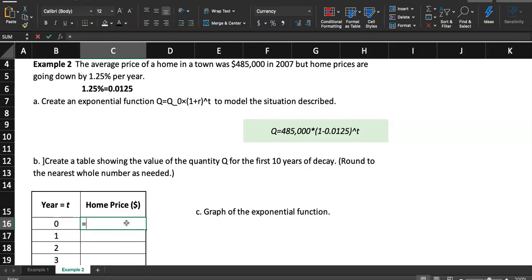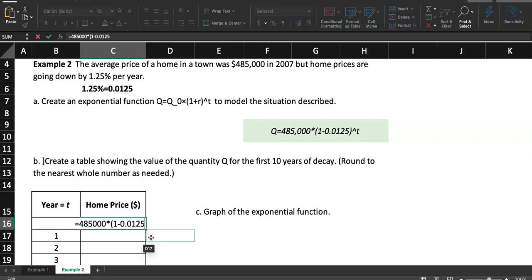So I set it equal to 485,000. Oh, I forgot the equal sign. That's not what I want. 485,000 times, let's do 1 minus 0.0125, and we're going to raise this to the tth power, and the t that we want to use is in B16. I couldn't click on B16 because my text box was extended to the left. But I'm going to do that, and I will take a look. And it says, yes, that's exactly what I want.